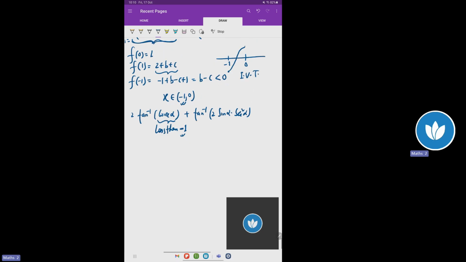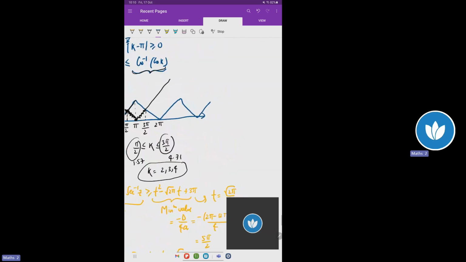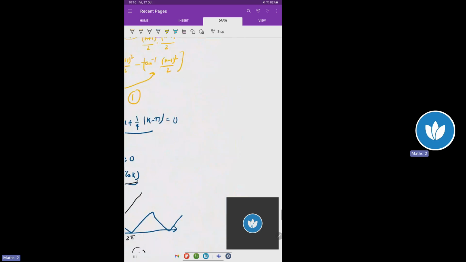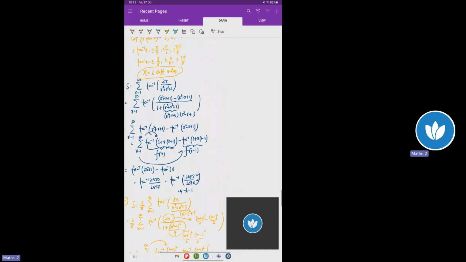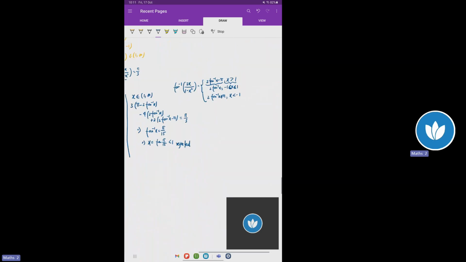So let's apply the formula here. The formula which I have written here, you can use this formula. We have to use this formula. Since x is less than minus 1, we want to use this one. So 2 tan inverse x, we can transfer this to that side.